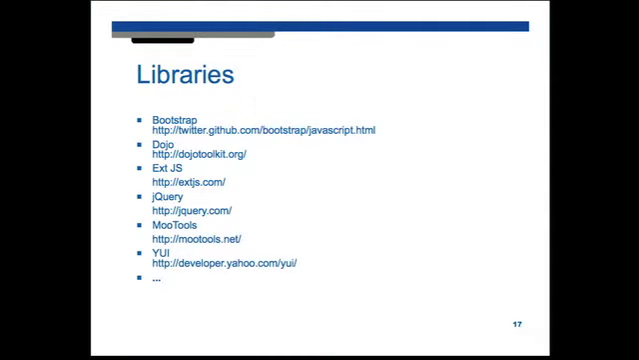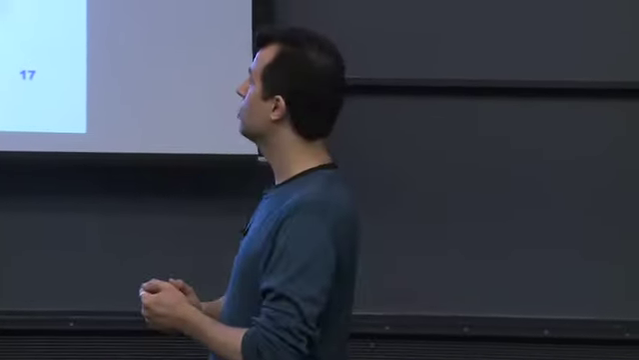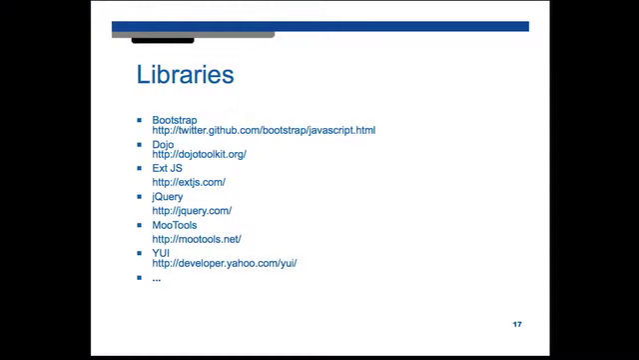Bootstrap is a very popular library that Twitter developed that makes it much easier to do things like icons and tooltips and buttons and menus and the like. I'll pull that up in just a moment. XJS also similarly has widgets and the like. MooTools and YUI have the same. So what do I mean by this?